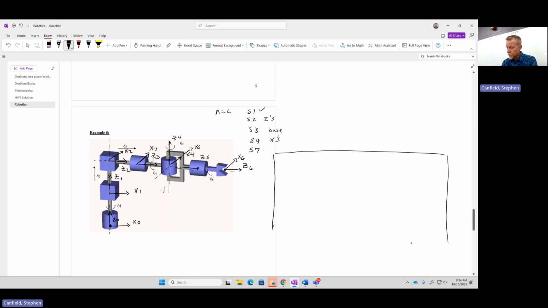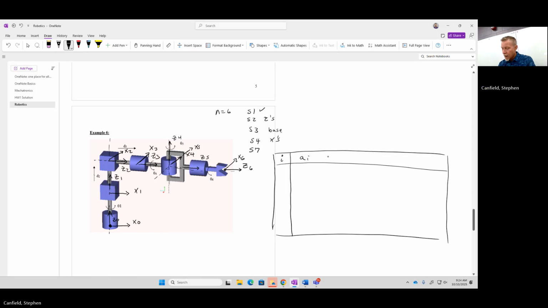I have columns and I have rows. My columns, I could start out with I for each joint. This is the joint, and each joint relates 2 links. I have a column for my A sub I, alpha sub I, D sub I, theta sub I, and then if I wanted, I could define the frame, the body, the links that I'm relating in my transformation.